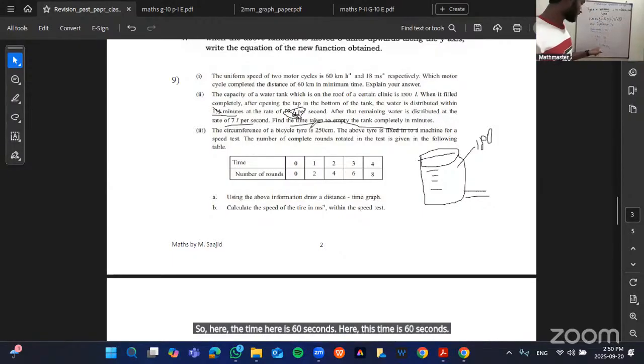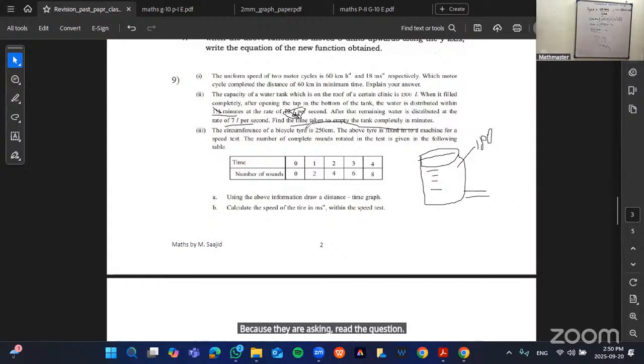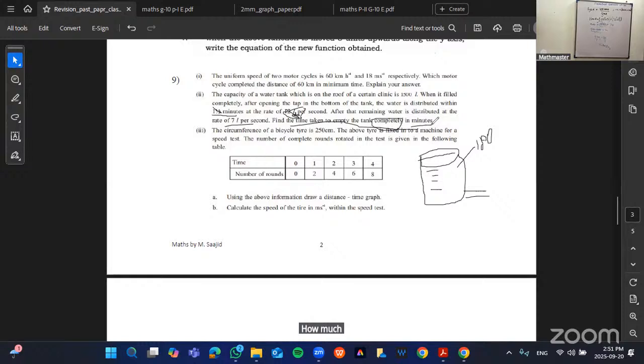But is this the answer? If you write this as the answer and finish it off, you will get only half marks. Why is that? Because read the question: find the time taken to empty the tank completely, in minutes. Completely means you have to write this time and this time, both added, should be the complete time. So that is 90 seconds plus 60 seconds, which is 150 seconds.